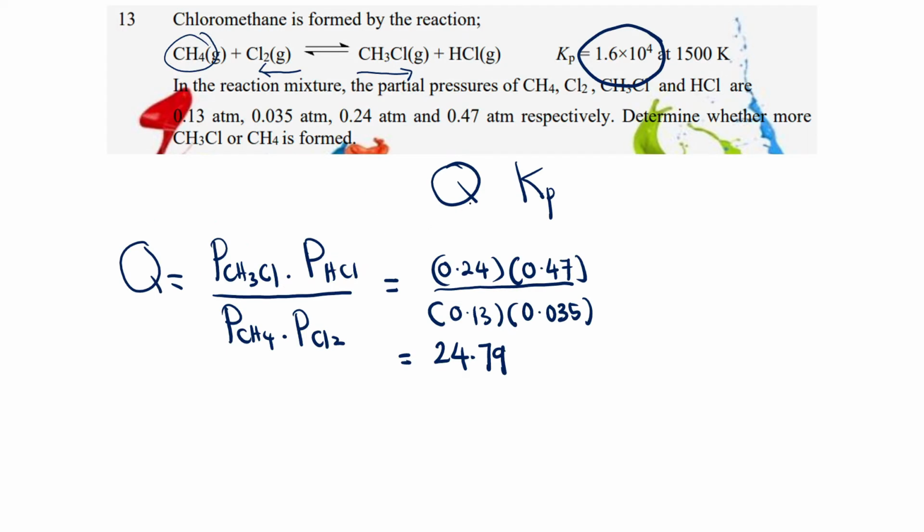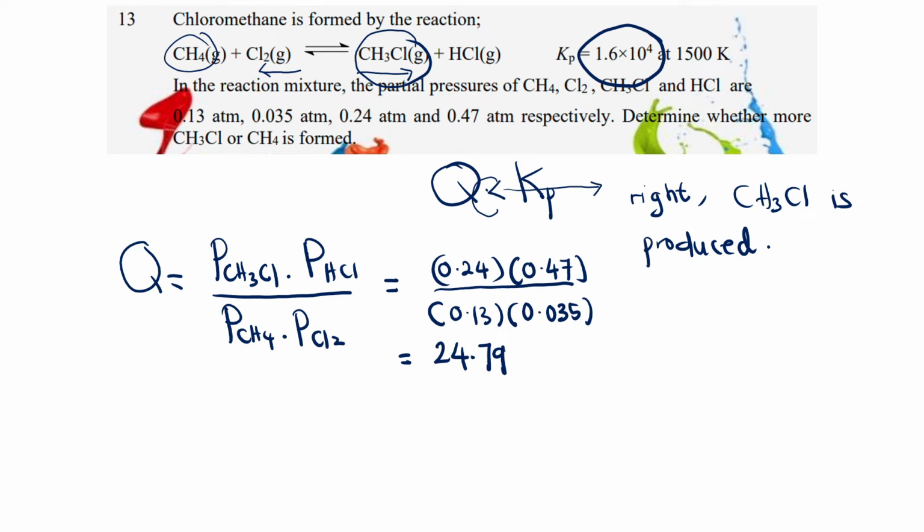So if Kp is greater than Q, so the Batman dia akan bergerak ke sebelah kanan. So reaction will shift to the right. Jadi kalau dia shift to the right, yang banyak di sebelah kanan adalah apa? CH3Cl. Jadi more CH3Cl is produced. Alright, so that's all for question number 13.